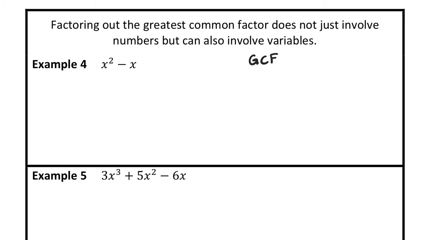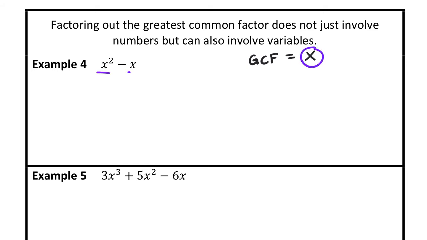So the GCF, for example 4, they don't have any numbers in common, but they do have x's in common. They both have at least one x. You always want to go with the minimum. Even though the first one has x squared and the last one has 1x, you always want to use the minimum amount. So they both have at least 1x. So x is my GCF.